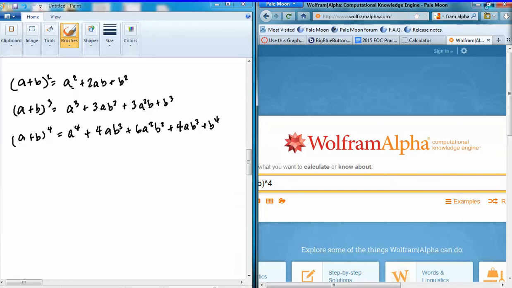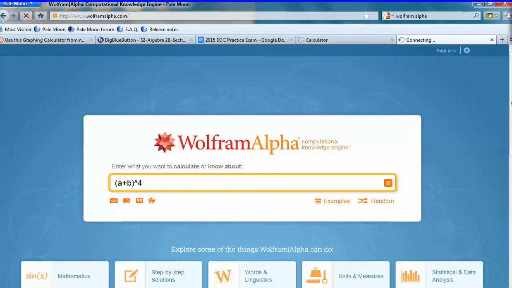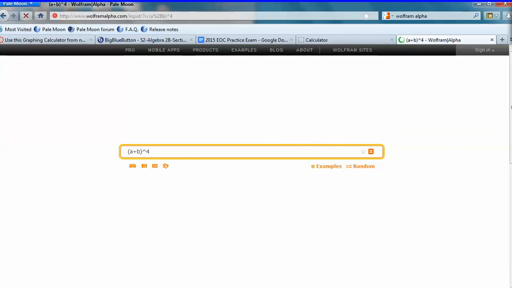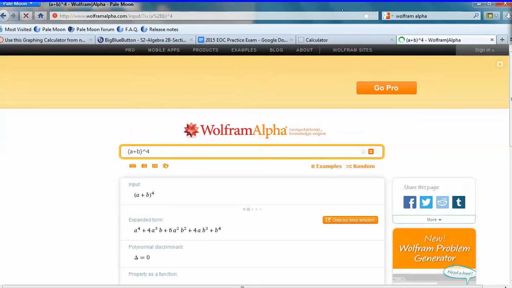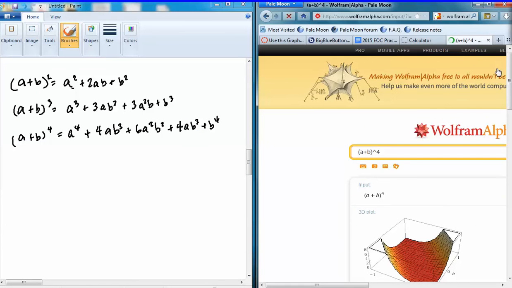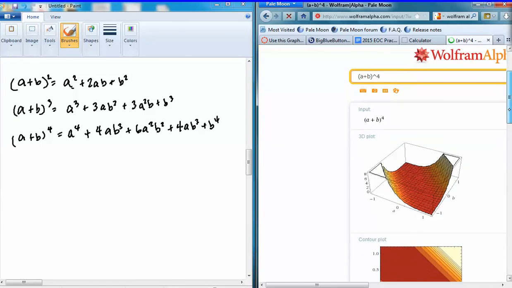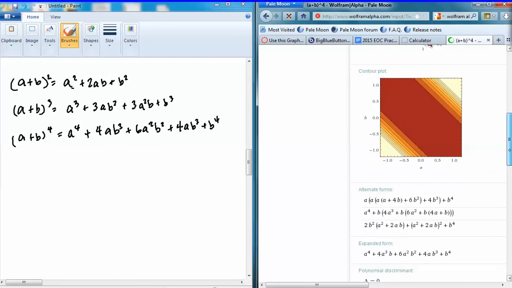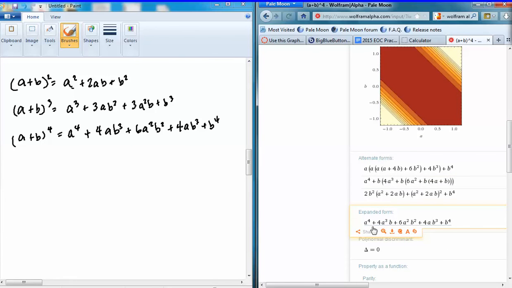Tell you what. Let's go to Wolfram Alpha and check. Come on, Wolfram Alpha, tell me the answer. All right, here we go. Here's the answer. It's right here. Got it. a to the 4th plus 4a cubed b plus 6a squared b squared plus 4ab cubed plus b to the 4th. Yes, I am amazing. I'm going to do the next one. a plus b to the 5th power.